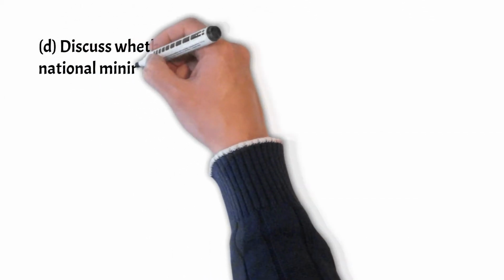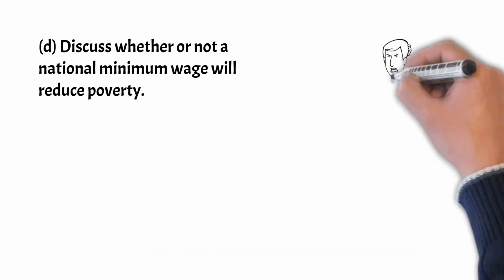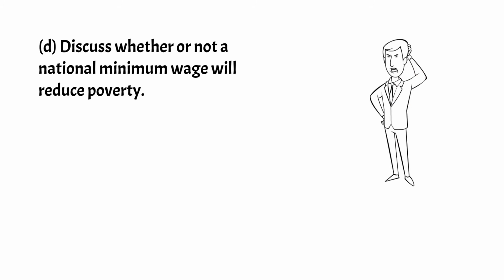Discuss whether or not a national minimum wage will reduce poverty. There is much to say here. But, remember, this is a discussion. So as such, we need to go through the pros and cons. To be in the top band of 6 to 8 marks, here's what is expected. A reasoned discussion that accurately examines both sides of the economic argument, making use of economic information and clear and logical analysis to evaluate economic issues and situations.